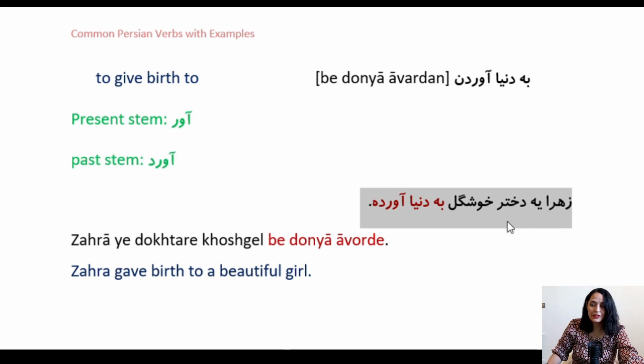زهرا یه دختر خوشگل به دنیا آورده. It was آورده است, but in spoken Persian we usually omit است at the end of the verbs. Another pronunciation is آورده. It is more common to say آورده. زهرا یه دختر خوشگل به دنیا آورده.